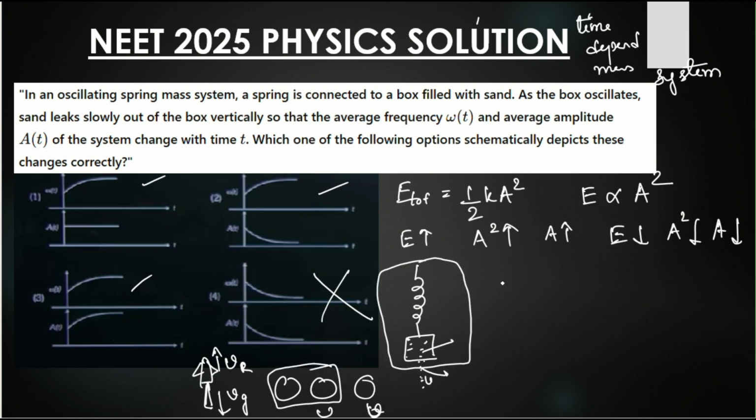So in the spring mass system the energy will decrease, like in that analogy that I just gave. And if the energy decreases, so will the amplitude, and option B will be the correct answer.